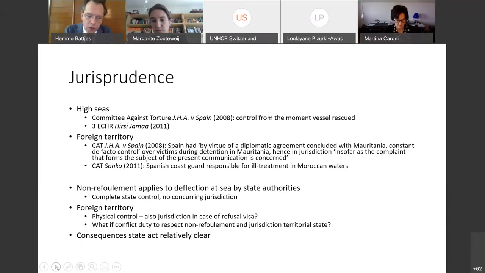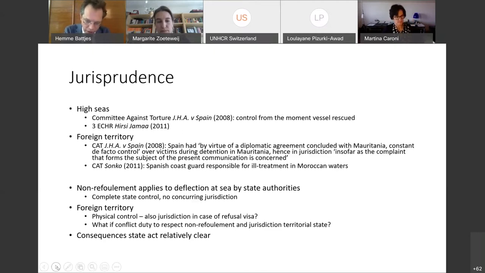So far, we can conclude that non-refoulement applies at least to deflection at sea by state authorities. And these are quite clear-cut cases, I think. I mean, in international waters, there is complete state control. Once a state seizes a vessel, there's no concurring jurisdiction from other states.